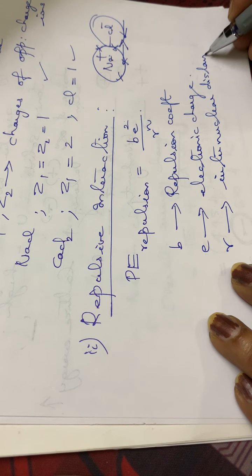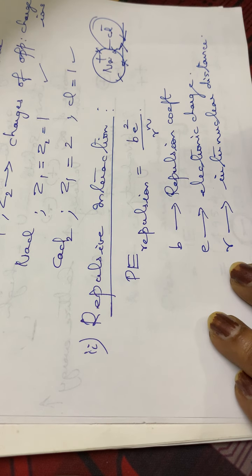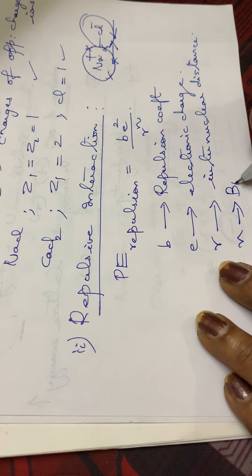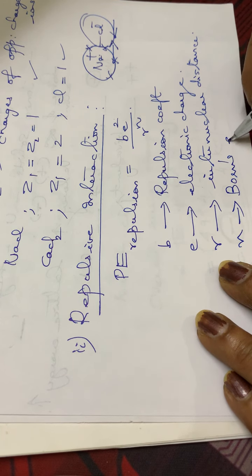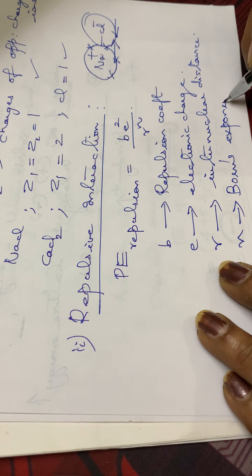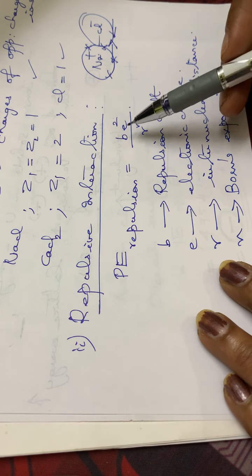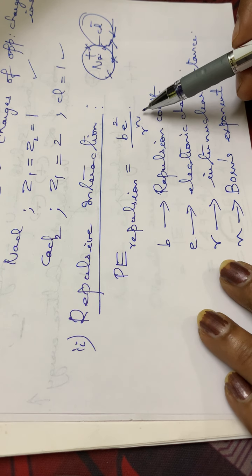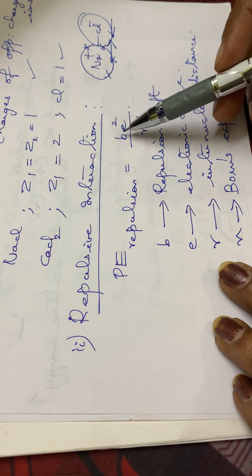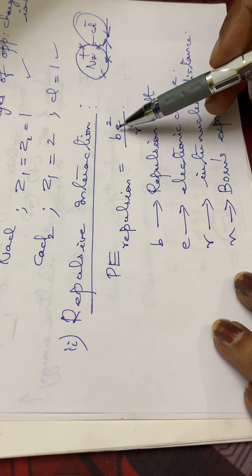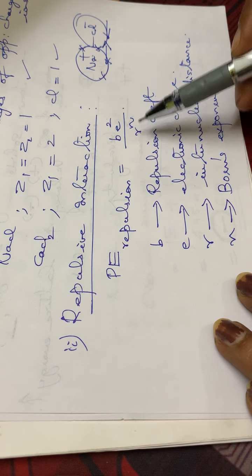I hope you are writing the lecture notes also. Then N, what is N? It is the Born exponent. N is the Born exponent. So these are the terms in this repulsive force, that is B E square divided by R raised to N. See, while you are writing the formula, you have to explain all the terms in that formula. Okay, so B is the repulsion coefficient, E is the electronic charge, R is the internuclear distance, and N is the Born exponent.